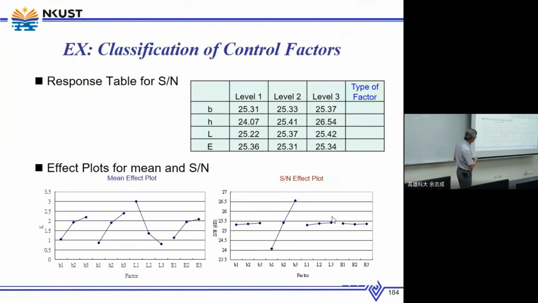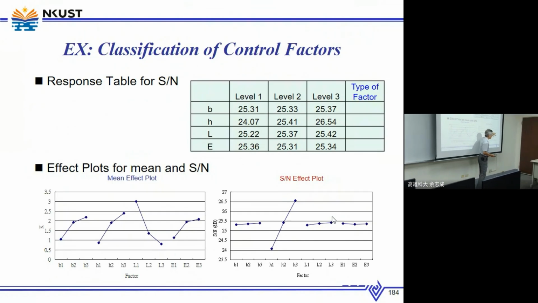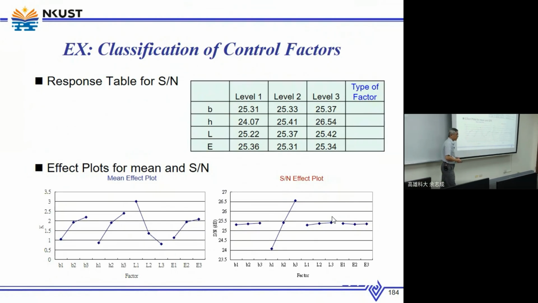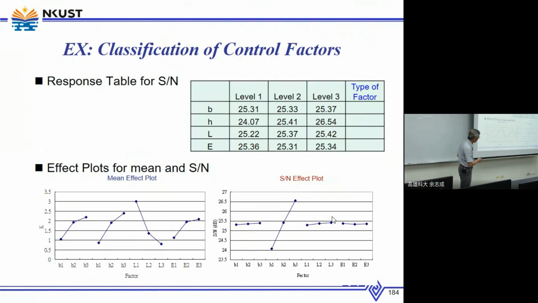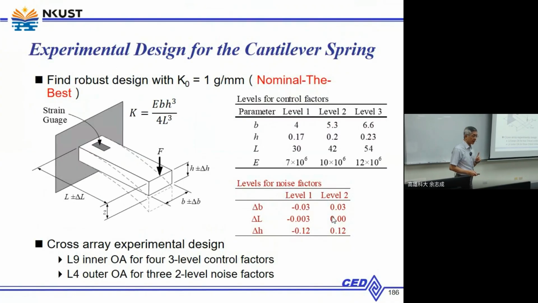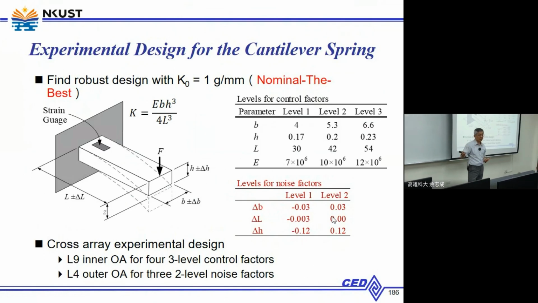factors, you can see B, H, L, they all have influence on the mean output, but they have a very small or almost no influence on the SN ratio. They are very small. So I will say that only H will be the type 1, but B, L, E, they are all type 3, which could be scaling factors, but we only need 1 scaling factor. Okay, so we only need 1 scaling factor, and I mentioned before, E is the discrete variable, the material property, so it cannot be used as a scaling factor.